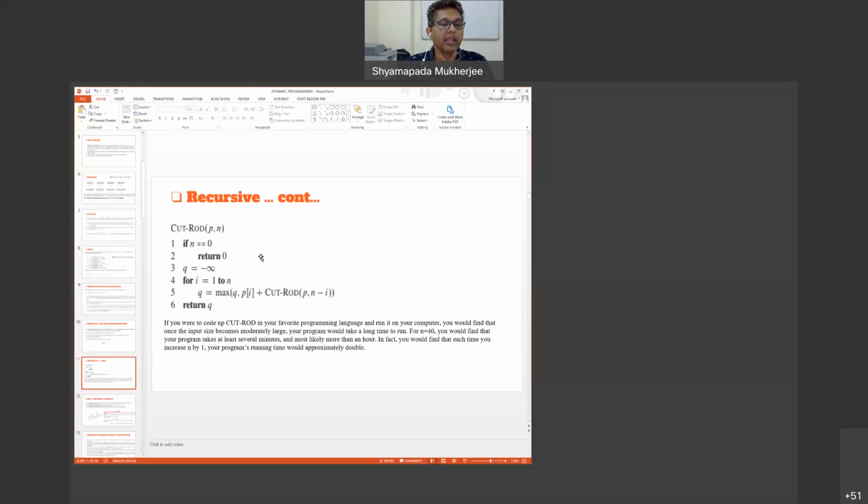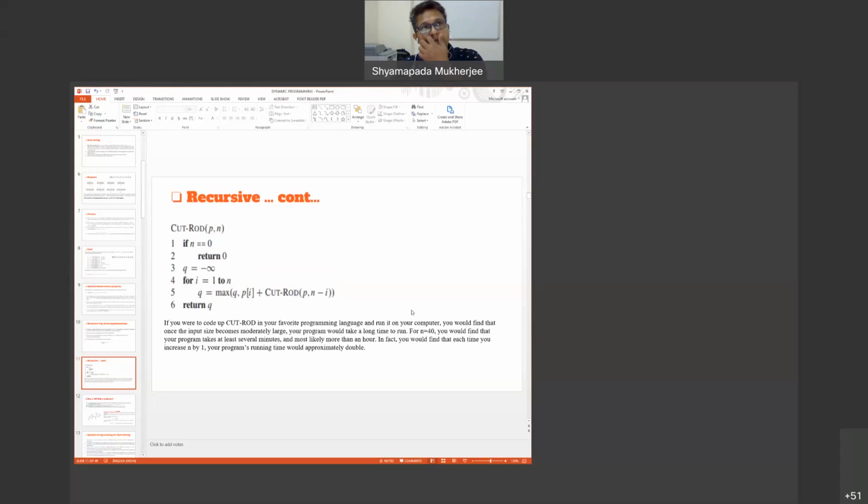Okay, so for all possible values of i from 1 to n, we need to call cut rod, and it will be a tree where the total number of nodes may be very high, because we are exploring all possible values of i. And for each branch we are doing the same. So here it shows that for cut rod, the possibility of cutting the rod is of the order of 2 to the power n minus 1, so it will be exponential automatically.